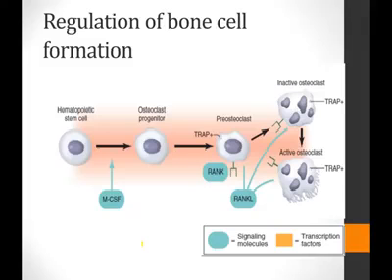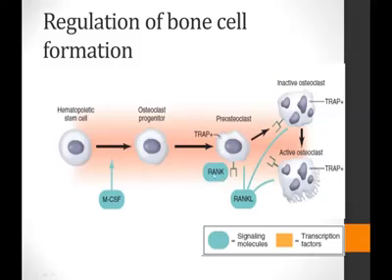So this is how you get an osteoclast from a single hematopoietic stem cell. Hematopoietic stem cell converts into or differentiates into an osteoclast progenitor. Osteoclast progenitor differentiates into a pre-osteoclast. The pre-osteoclasts have a receptor on their membrane called the RANK, which is a signaling molecule.